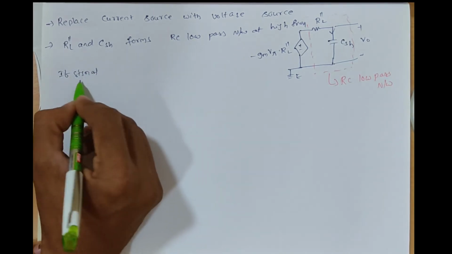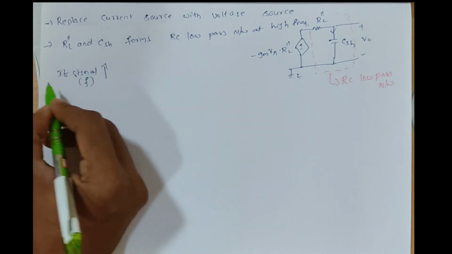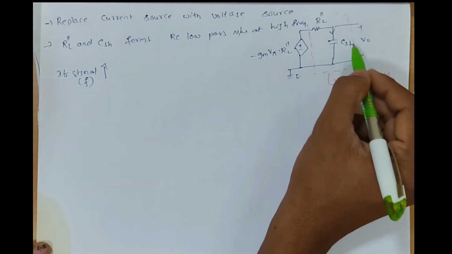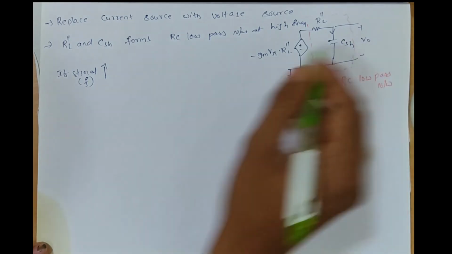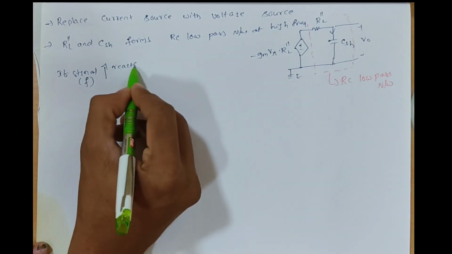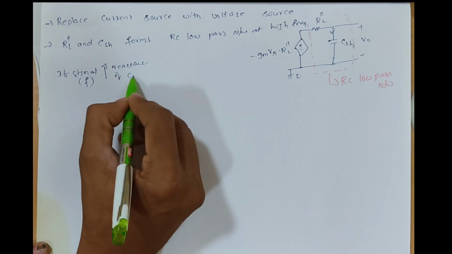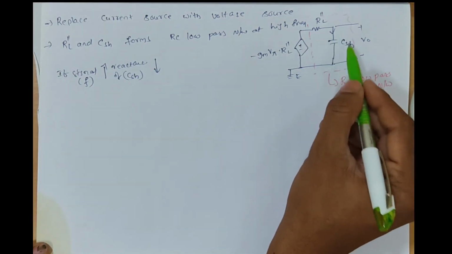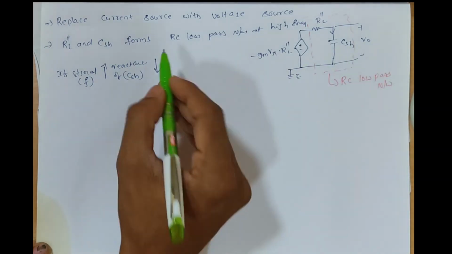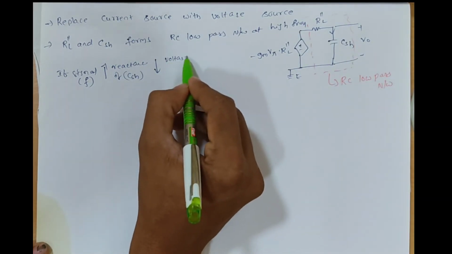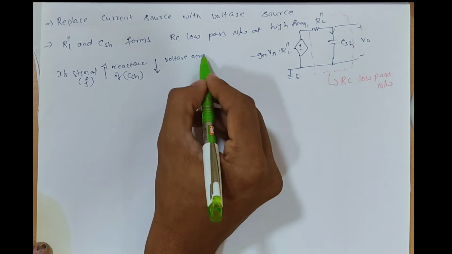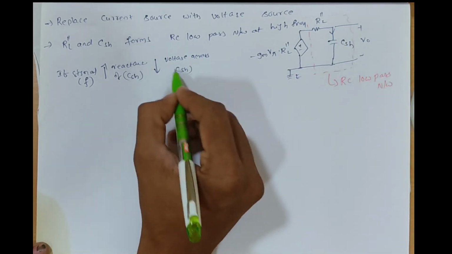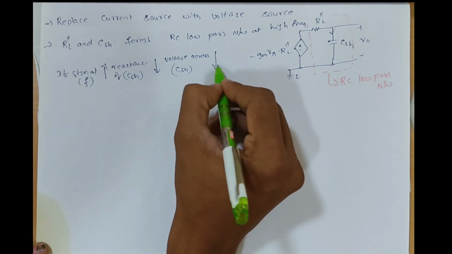If signal frequency increases, then what happens? If signal frequency increases, then the reactance of this shunt capacitance will decrease. So the reactance of CSH will decrease. Then we can say the voltage across, we are taking voltage across the shunt capacitor, so the voltage across CSH will decrease.